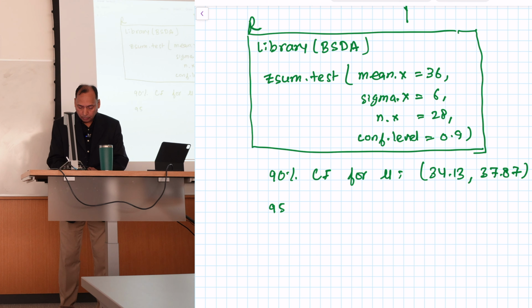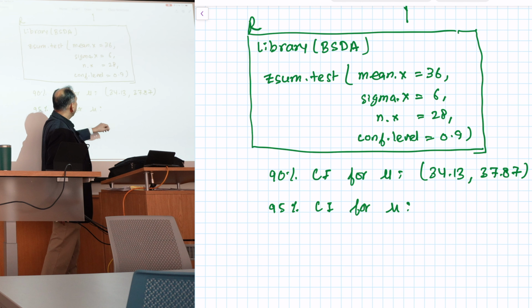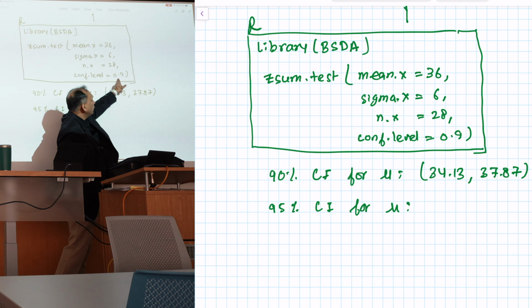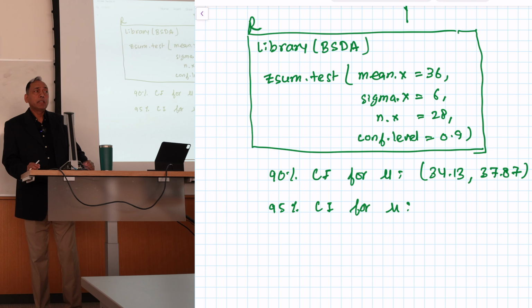Now there is another part of Try It which is asking for a 95% confidence interval for mu. Once you have this formula, the only thing you have to change is this 0.9 to 0.95, and that will give you the 95% confidence interval.